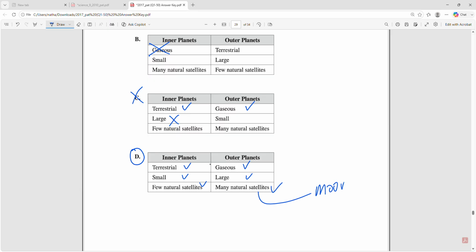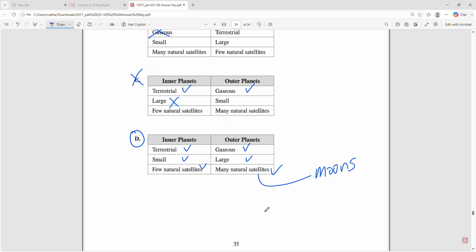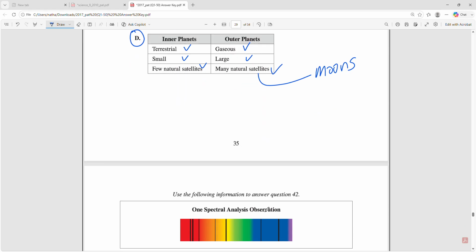So remember, satellite just means anything that orbits something else. Artificial satellites are the ones that are created by man, and they orbit the Earth, for example. And natural satellites would be like Jupiter has many moons around it. Okay.